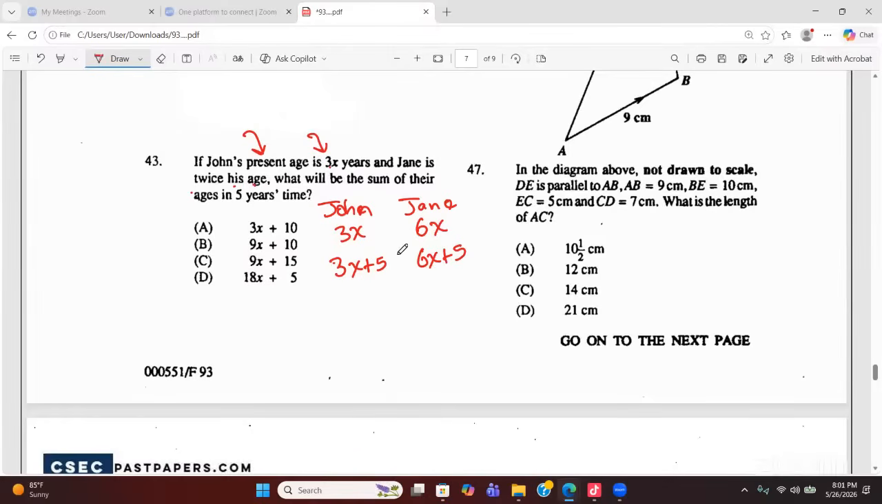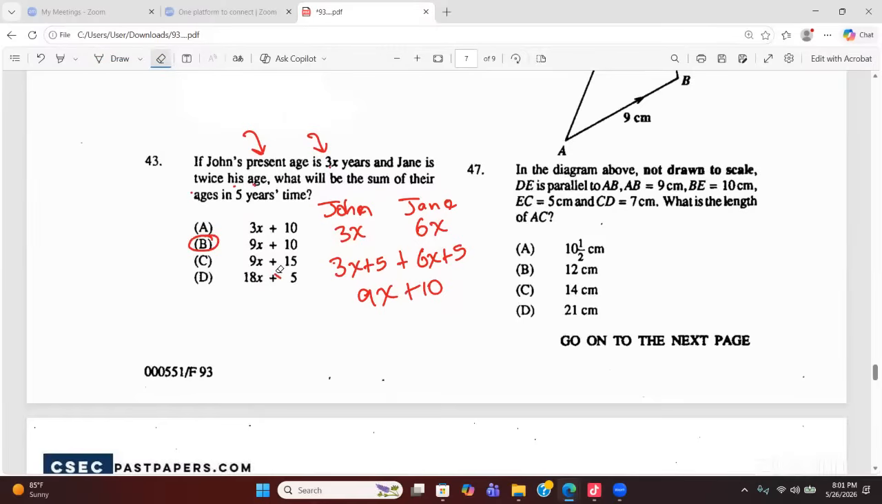So all you're doing now is adding up your like terms: 9x plus 10. Don't rush it. 9 plus 10. In 5 years' time, everybody just puts 5 more on whatever they are now. 5 plus 5, nothing else. All right, and you're gone.